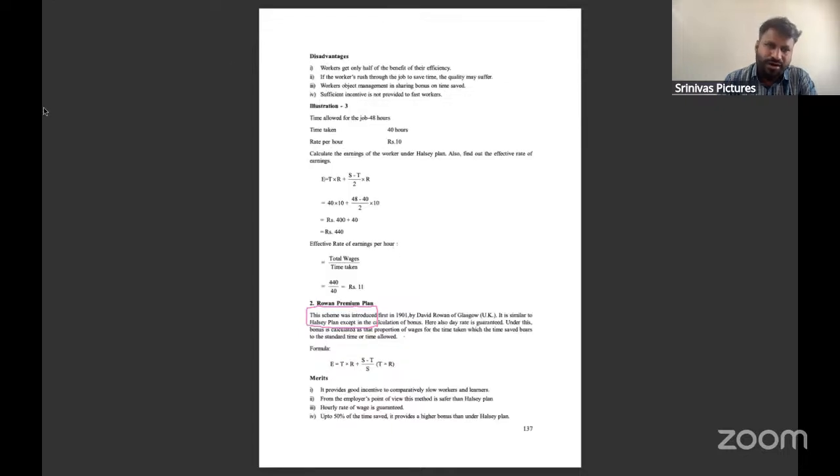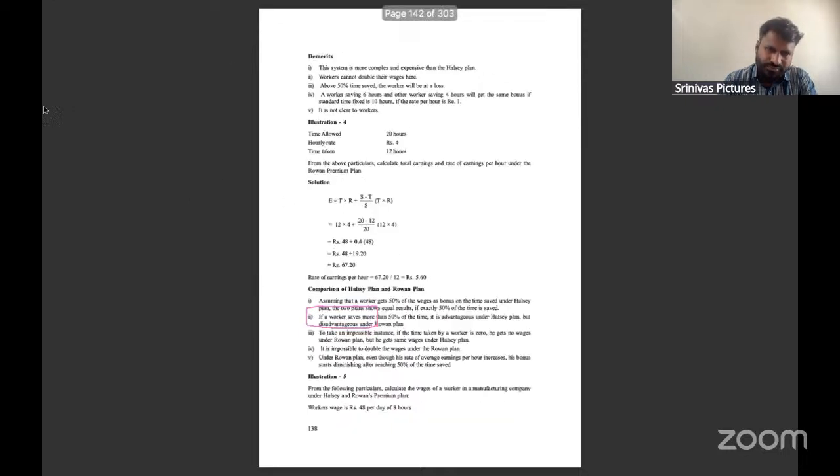Right. Here one problem is given. We are going to discuss that. See, the time allowed is 20 hours and the hourly rate is equal to 4 rupees. Time taken is equal to 12 hours. According to this information, we have to calculate the Halsey premium plan.